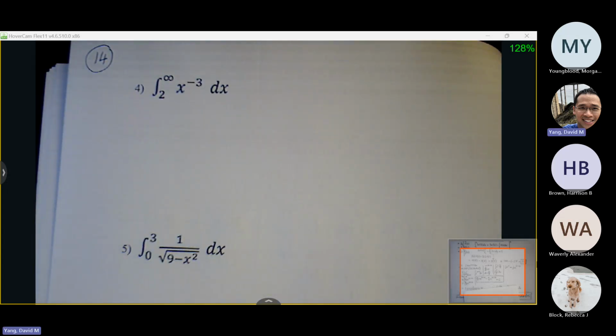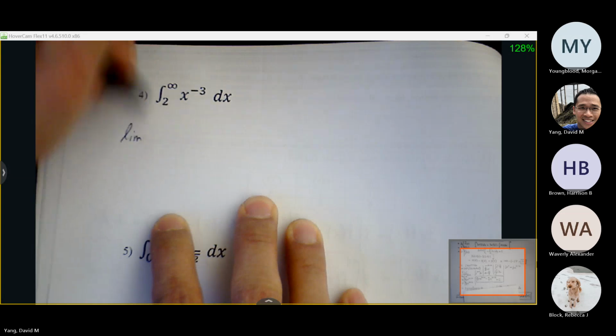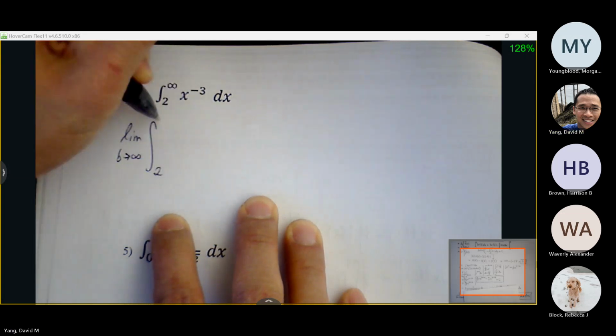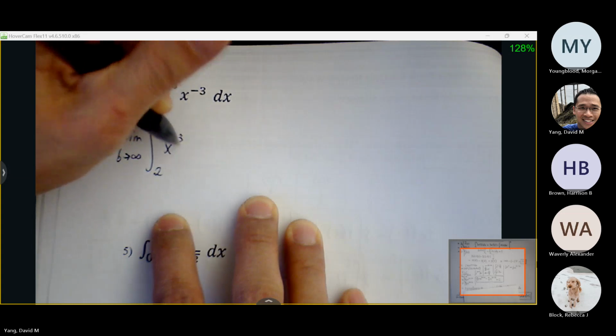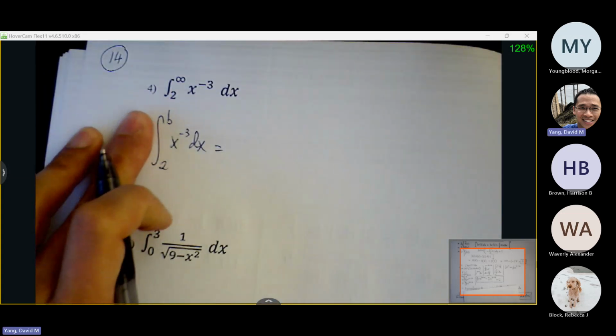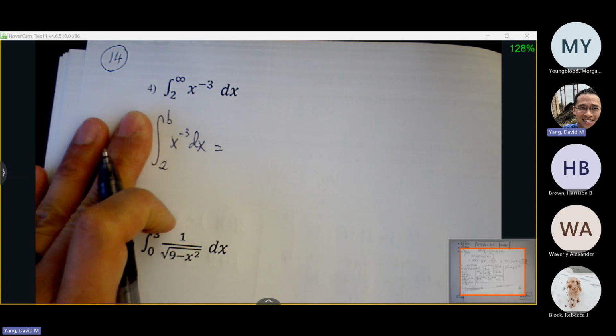All right, number 4, we see an improper integral there. We'll let B represent that upper bound. Now we just go through how we normally would, even if that bound was a real number.